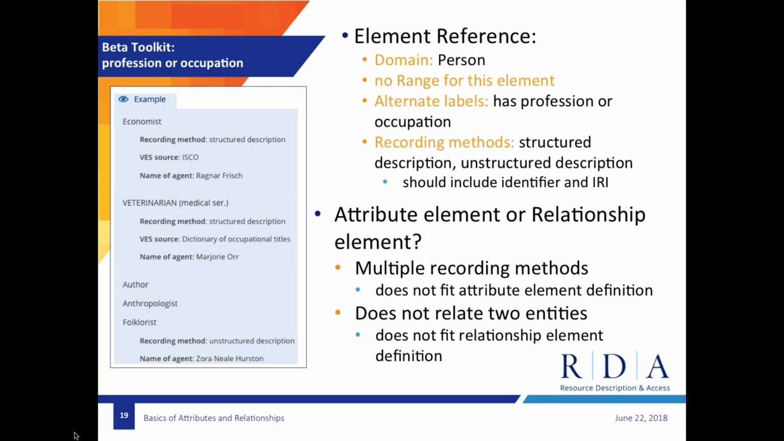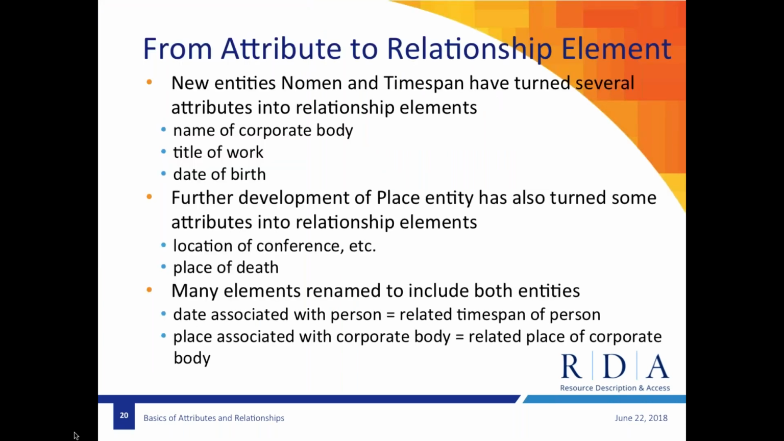So is it an attribute element? Well, it has multiple recording methods, whether it's 2 or 4, so it doesn't seem to fit its definition. So that makes me think, not an attribute. But I know it doesn't relate to entities because it has no range, so it doesn't fit the relationship element definition. So I'm not sure, but I know that it's an element, and that makes me feel good because I can use it to identify a person.